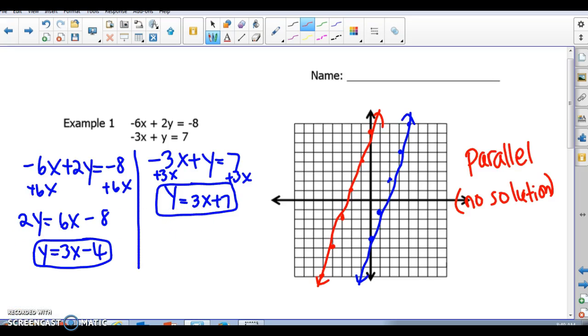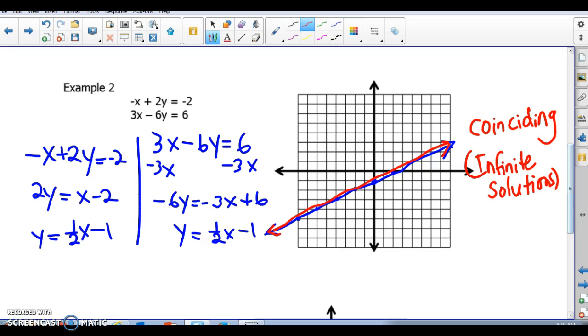If you look at the first example, your answer will be no solution because the two lines are parallel. Even before we graph those two equations, you can see y equals 3x minus 4 and y equals 3x plus 7. They have the same slope of 3, but different y-intercepts of -4 and +7. Therefore, they are parallel. We can see that right away. If you look at the next example, y equals half x minus 1 and y equals half x minus 1, they're exactly the same equation. So before even graphing it, we know that they're coinciding. Even though they look different in somewhat standard form, when you change them into slope-intercept form, they can be the same.